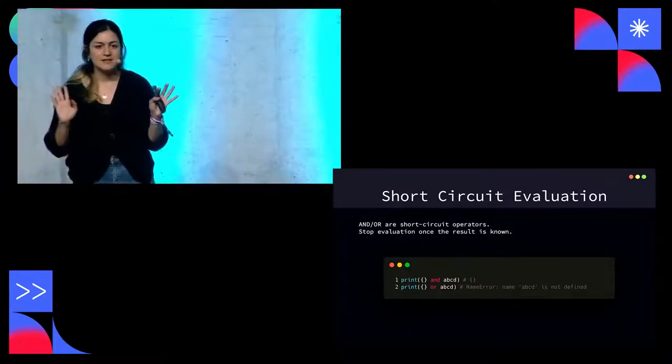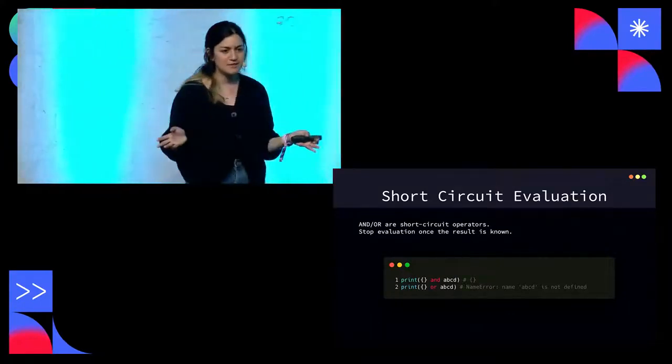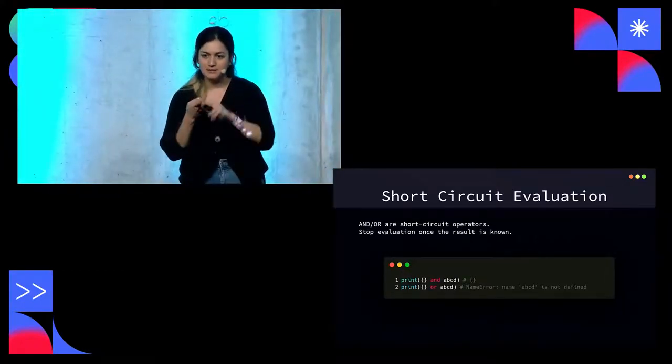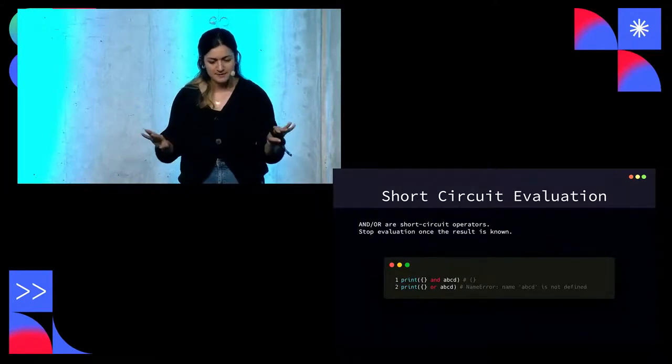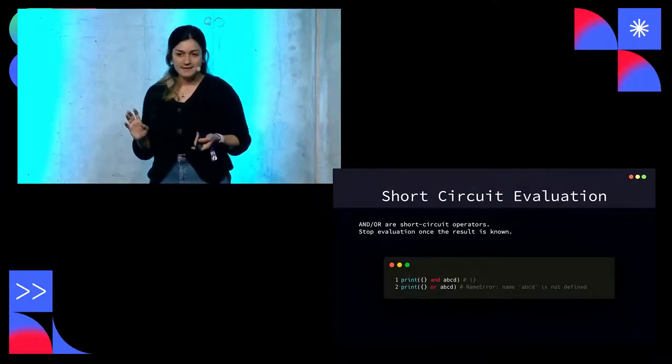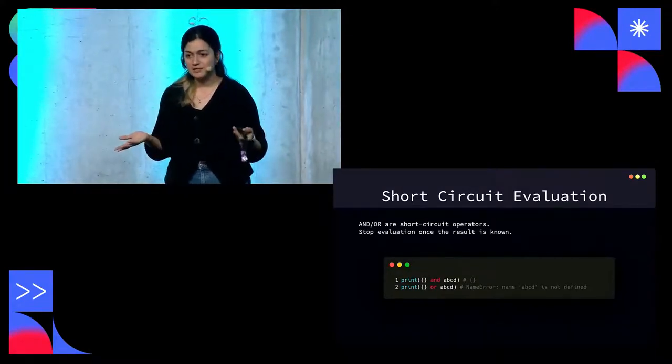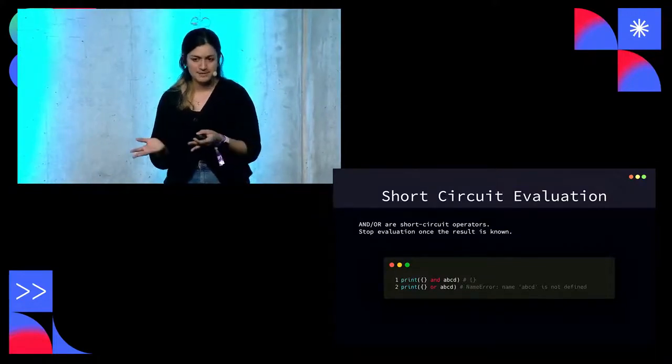It's not a variable. It's not something that we know in our environment. It's not in the built-in. It's not in the global. Nothing. So in the and case, it will return an empty dictionary because it's a false value. It will not reach ABCD.